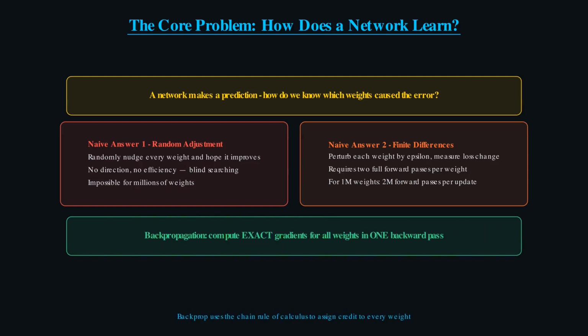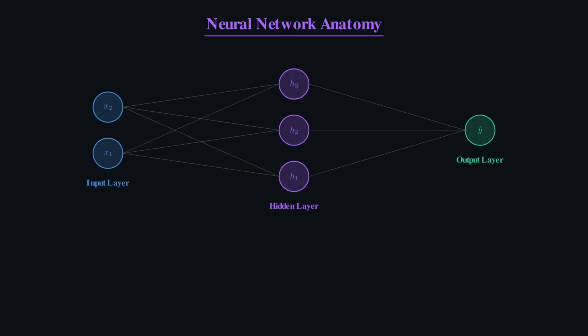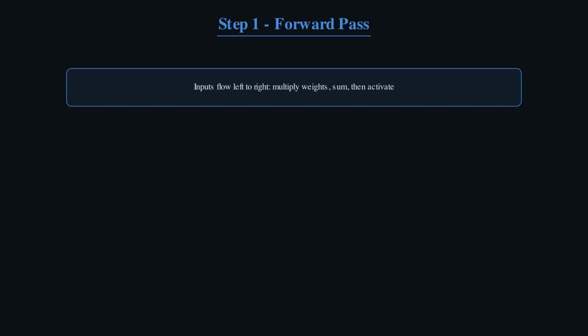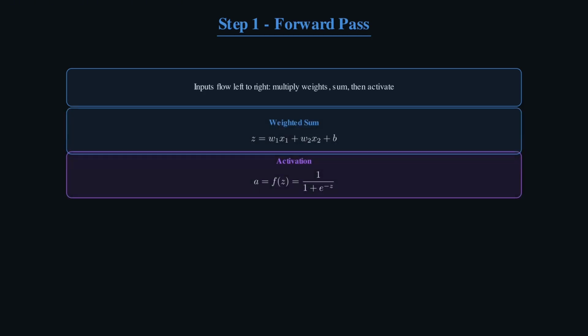But there's one critical question in that third step. How do we know which weights cause the error and by exactly how much? The naive answers both fail. Randomly nudging weights is blind searching. Impossible for millions of parameters. Computing finite differences requires 2 full forward passes per weight. 2 million passes for a million weights. Neither scales. Backpropagation solves both in one backward sweep. Exact gradients for every weight simultaneously.